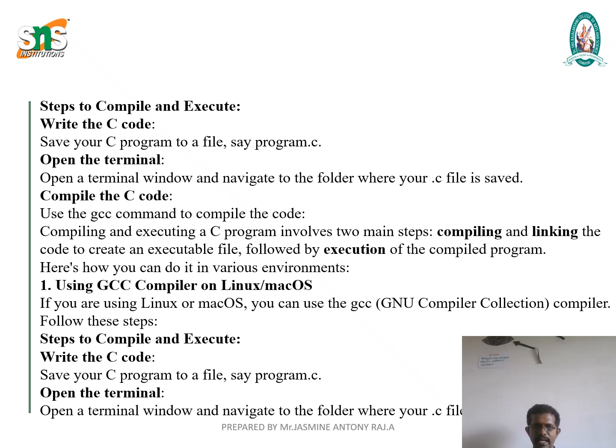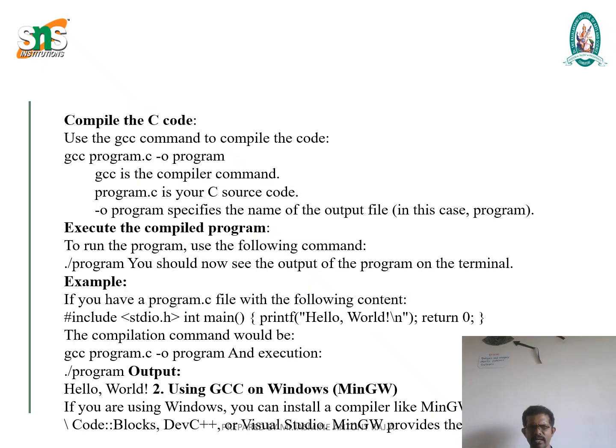Next, write the C code. Save your C program into a file, say example program is your file name, so it has to be saved as program.c. Next, open the terminal window and navigate to the folder where you can check whether the .c file with the extension is available. Next, after this process, we need to compile the C code. Using the compilation process, the GCC command is used to compile the code.